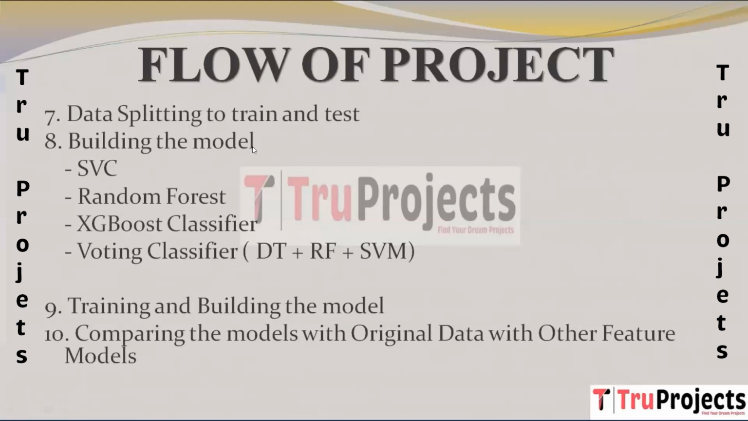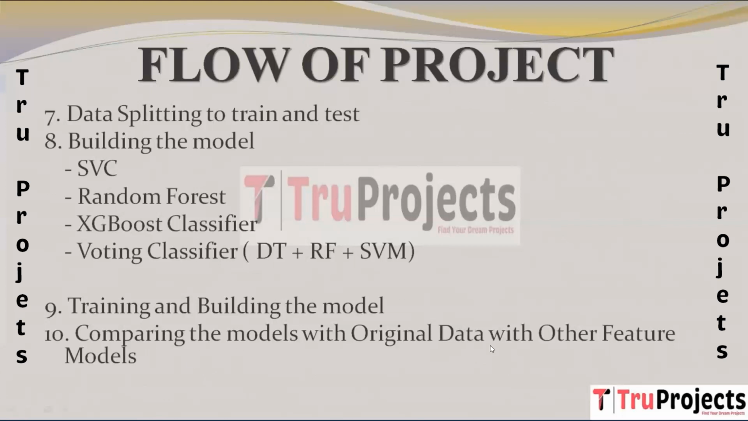Building the model. Different machine learning algorithms are employed in this step. Support vector classifier, random forest, XGBoost classifier, and a voting classifier are mentioned. These algorithms are used to create predictive models. Next, here we have training and building the model. This step is where the models are trained on the training data. They learn patterns and relationships within the data to make predictions.